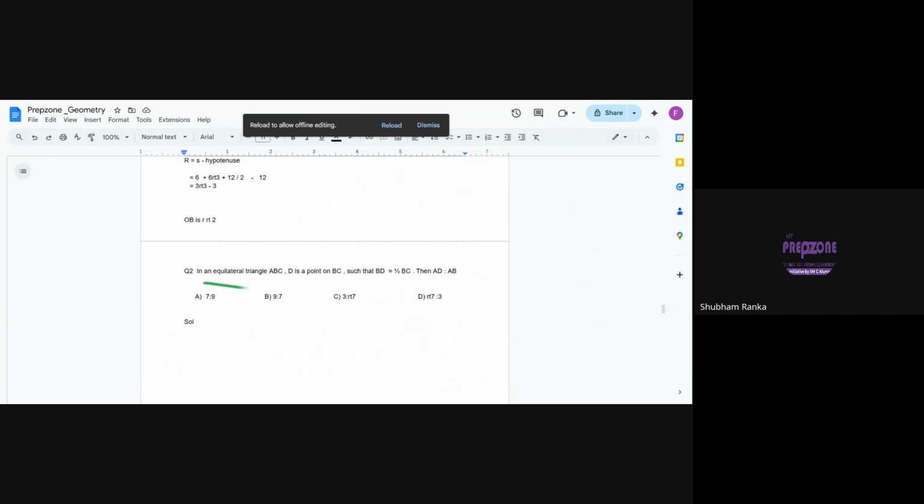You have an equilateral triangle here, and this ratio is known to you. You have to find the ratio AD upon AB. Okay sir.